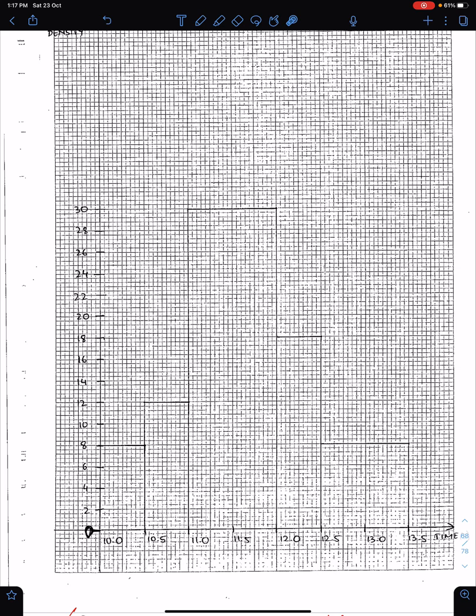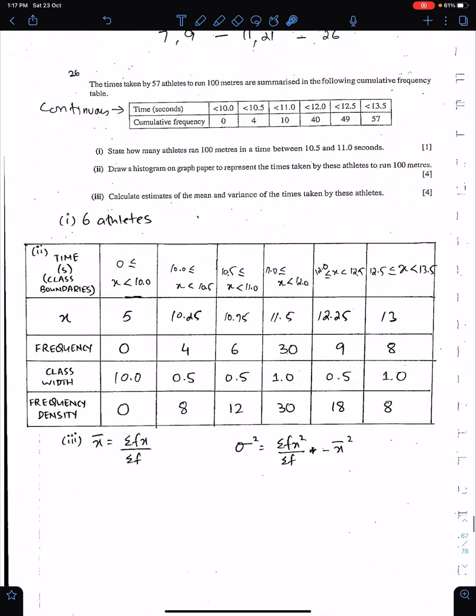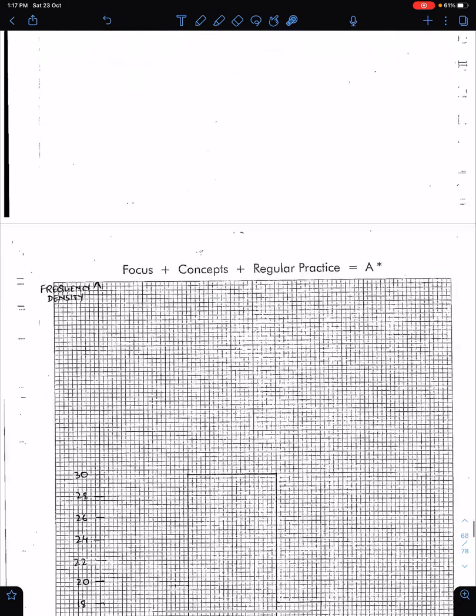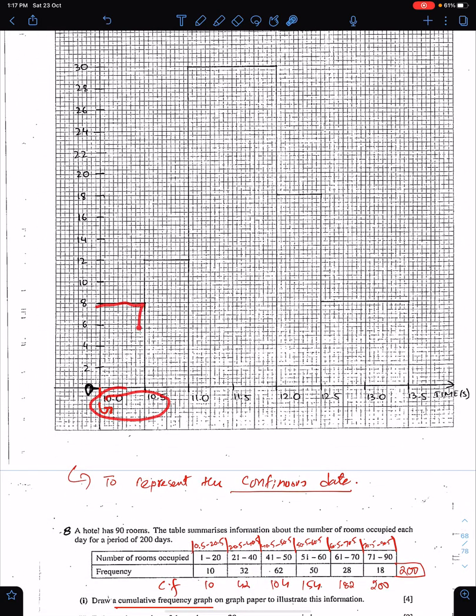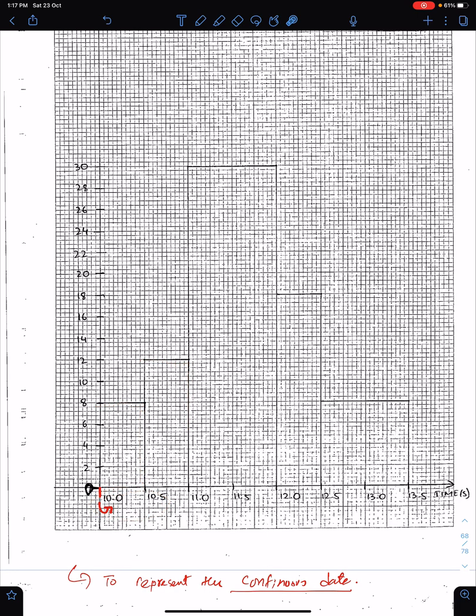And here 10.0 is this number. This number is 10.0. So 10.0 till 10.5 frequency density is 8. This is here. Then this is the next bar and so on. Well, this is the highest bar. So this is the modal class.